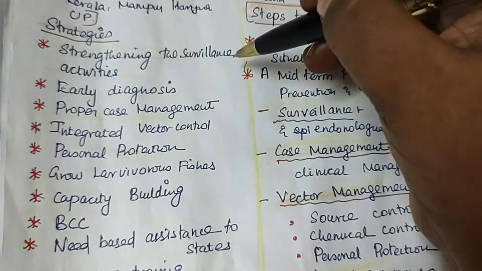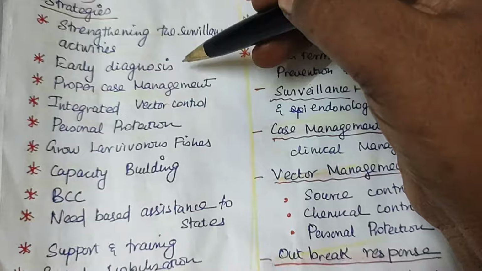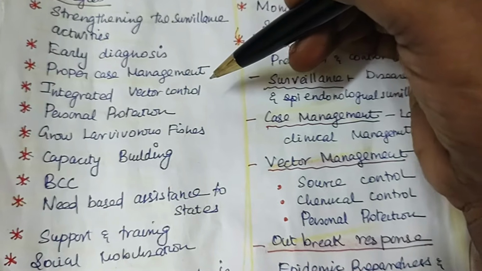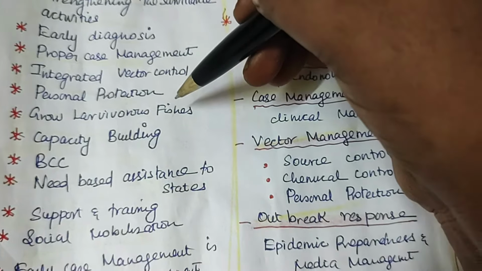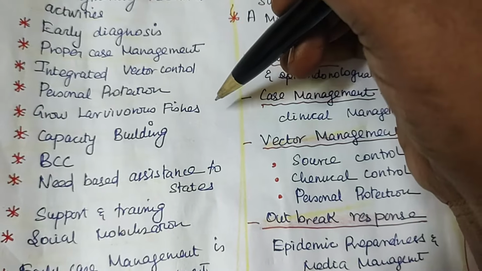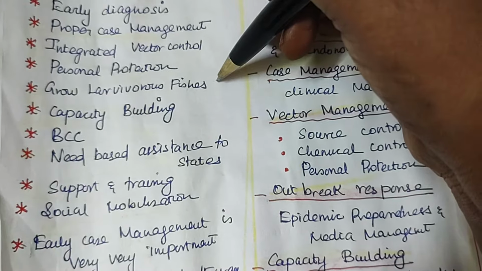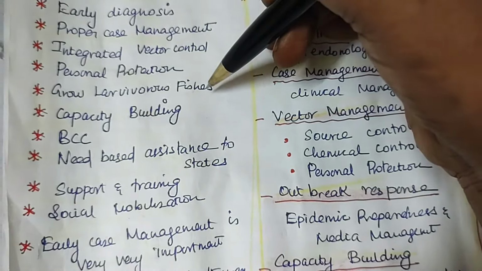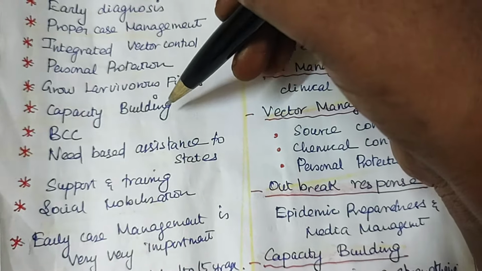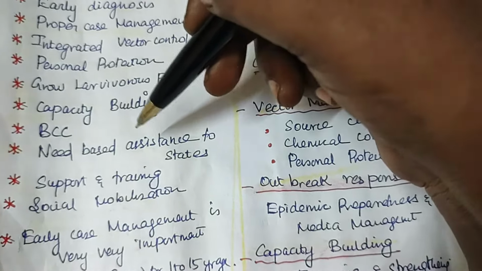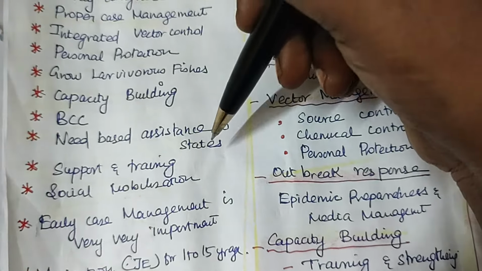Based on how you do the surveillance, that much you can control the disease. Early diagnosis, proper case management, integrated vector control, larvicides, personal protection, and growing larvivorous fishes like Gambusia. So if these fishes are in the overhead tank, the larvae will be eaten by the fishes. And capacity building, BCC through IEC program, and need-based assistance to all the highly affected states.